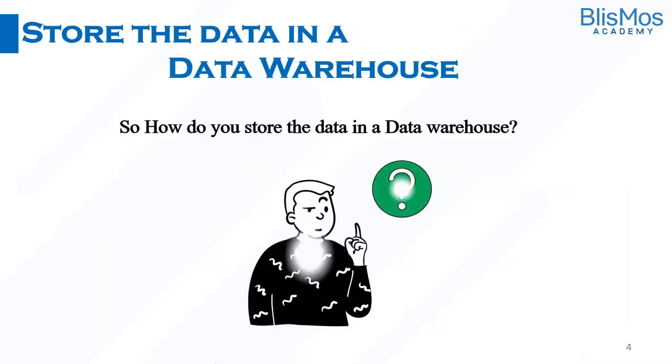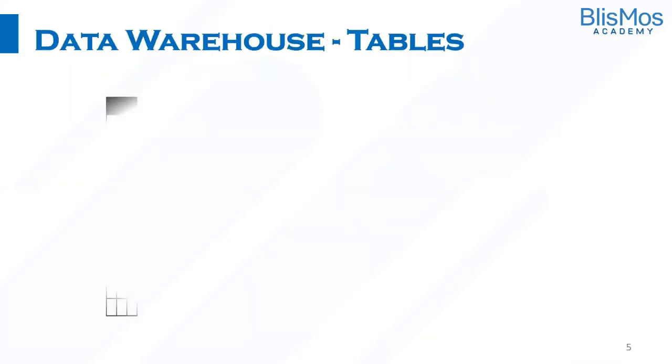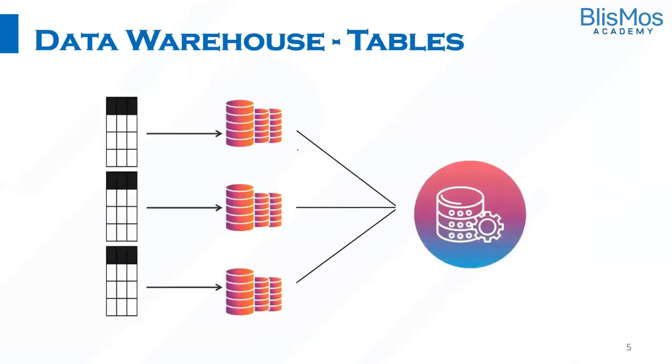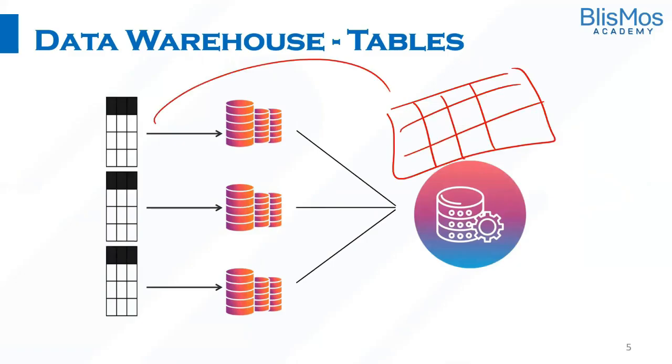Then how do we store the data in a data warehouse? Aren't you wondering? Because we are saying database is for transactional processing, data warehouse is for analytical processing. The way we store the data in a data warehouse, is it very different from databases? Not much. In a data warehouse also, we store the data in tables, as a data warehouse is a large repository to store the data in structured format.